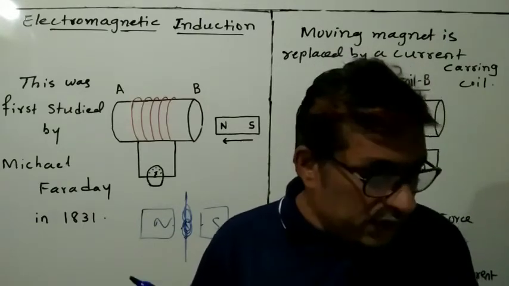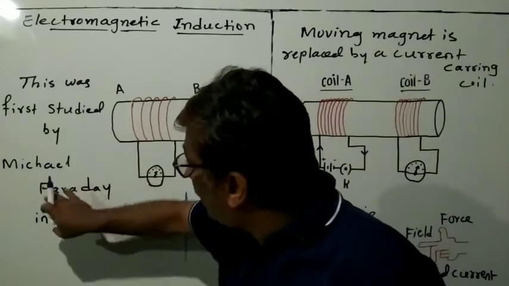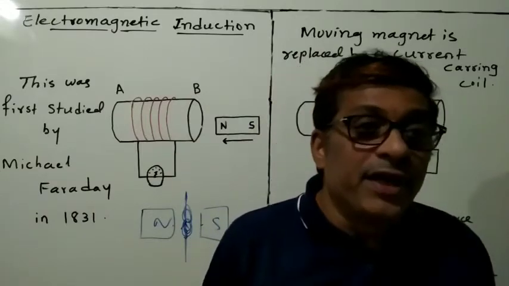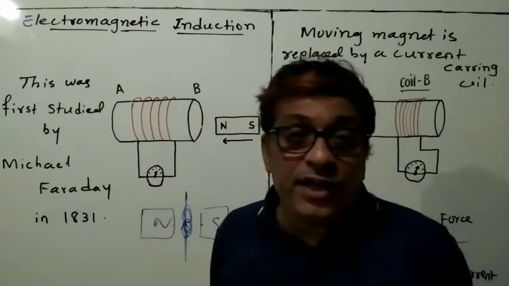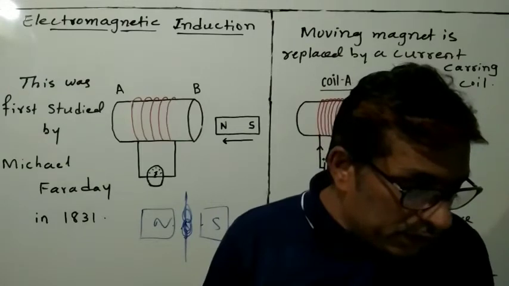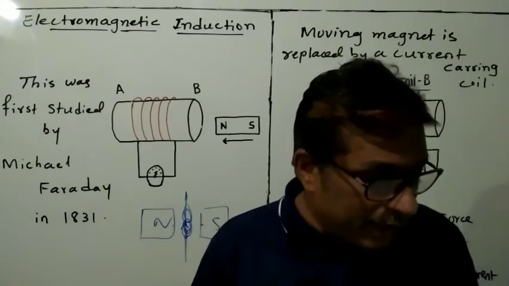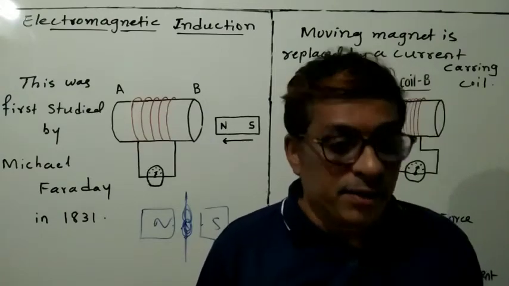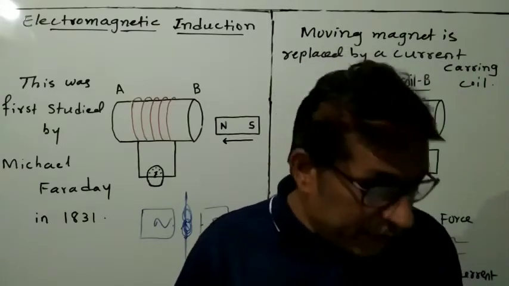This was first studied by the English physicist Michael Faraday in 1831. Electromagnetic induction was discovered by Michael Faraday in 1831. Faraday made an important breakthrough by discovering how a moving magnet can be used to generate electric current. Now let us study it by the following activities.